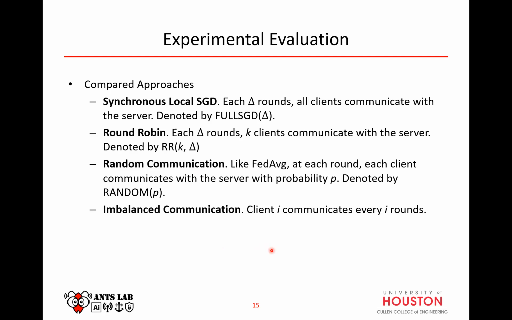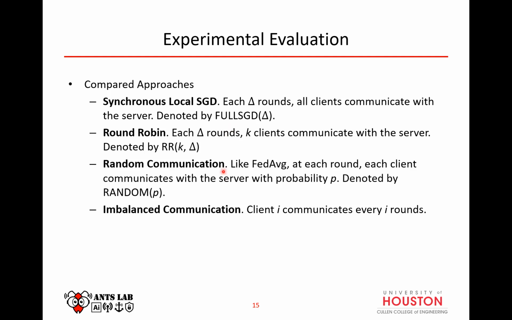And for the baselines, they have 4. One is the synchronous local SGD, which means that after the local iterations, every client is sending the update to the server, which can be thought of as the full SGD. And in the graph, we see it as full SGD of delta. And the second is the round robin, where for any delta number of rounds, you say that k number of clients will participate in this round. Then you would say the remaining k plus 1 to 2k, and so on. So it's like a round robin circular fashion.